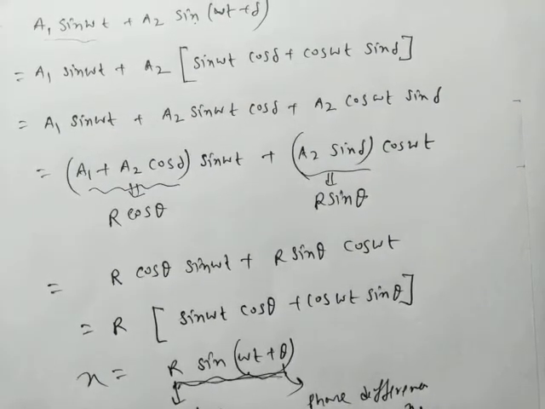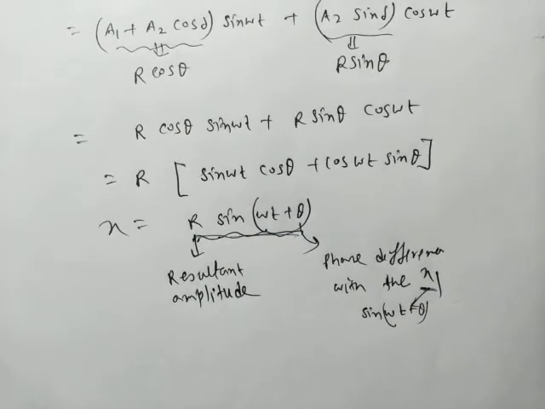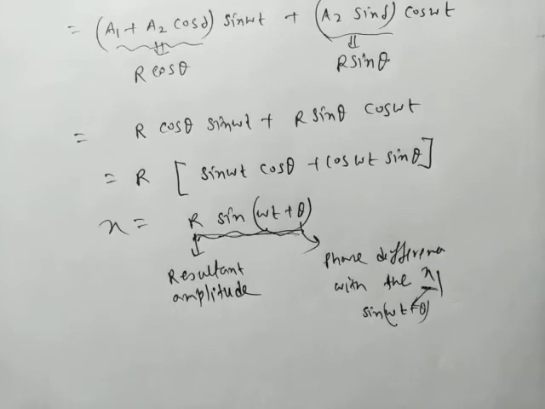So you can characterize this theta with respect to x1 or with respect to x2, as you wish. But the more important thing is that we have got this expression x equals r sin(omega t plus theta), and here the resultant amplitude is r and the resultant phase difference with the first displacement x1 is theta.